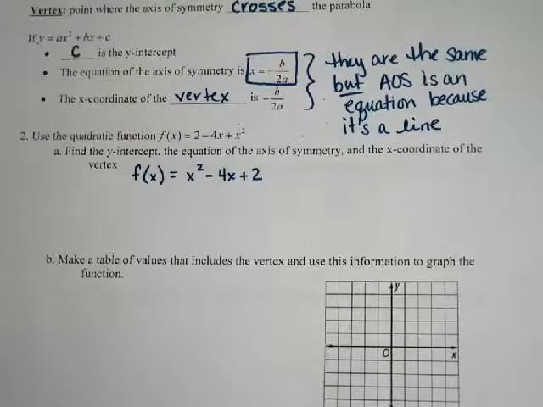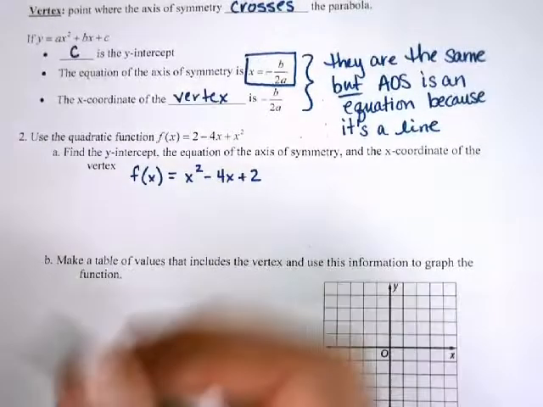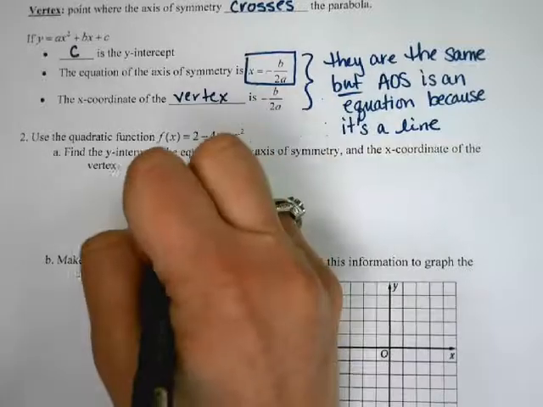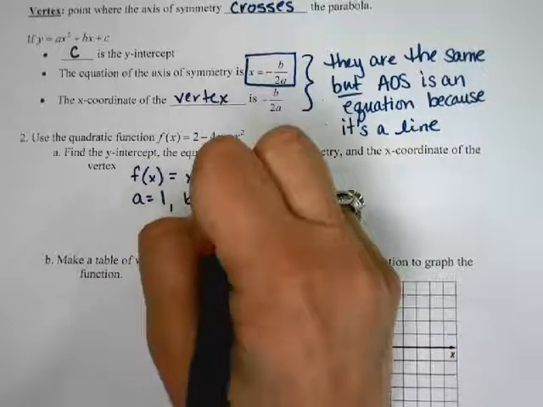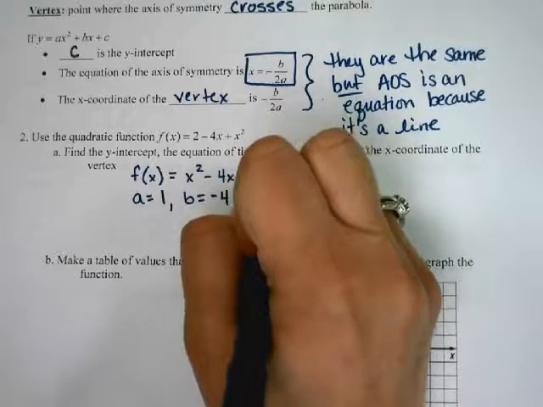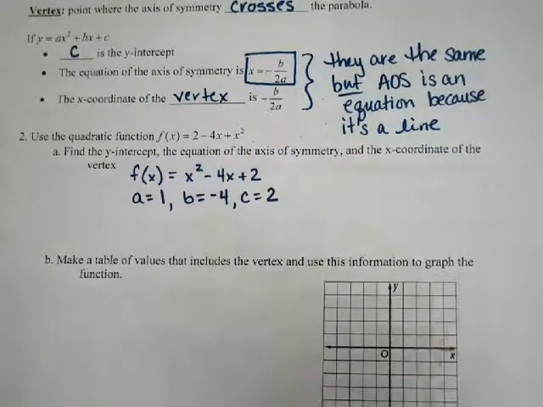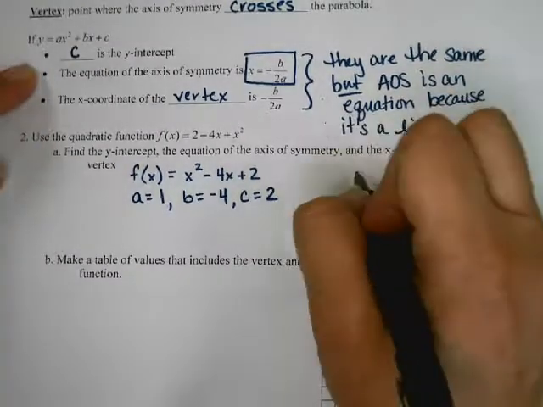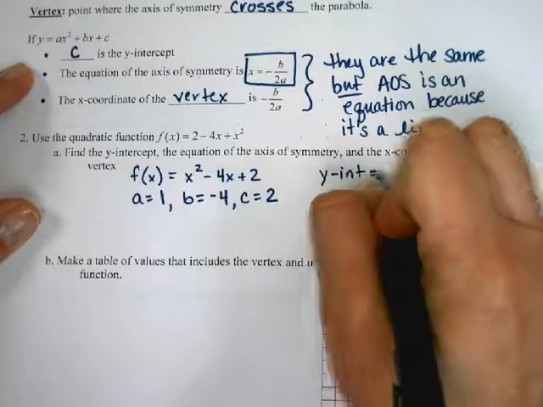Okay, that being said, remember that we can write it as ax² + bx + c from the top. So, a is the coefficient of my x² term. I'm going to go ahead and label what a, b, and c are. b is the coefficient of my linear term, so −4. And c is my constant, so 2. Now, from our bullets up at the top, it says c is the y-intercept. So the y-intercept is positive 2.